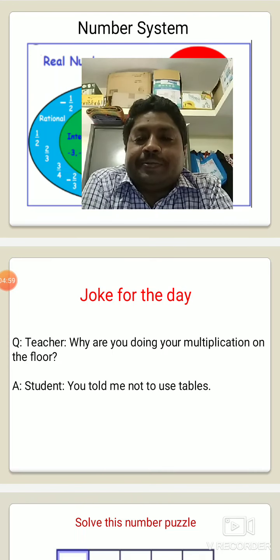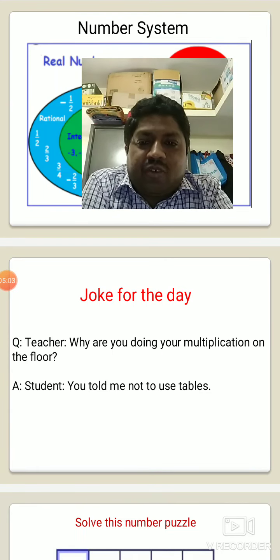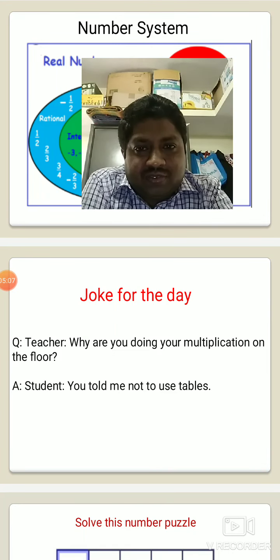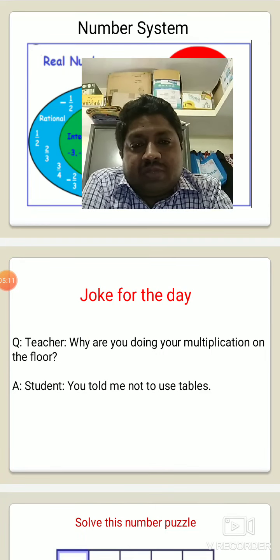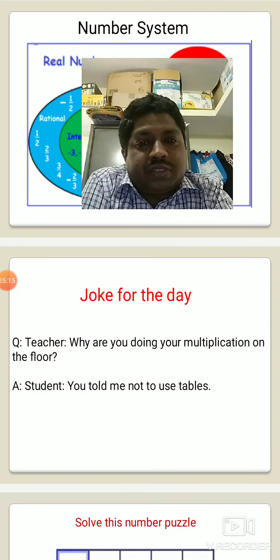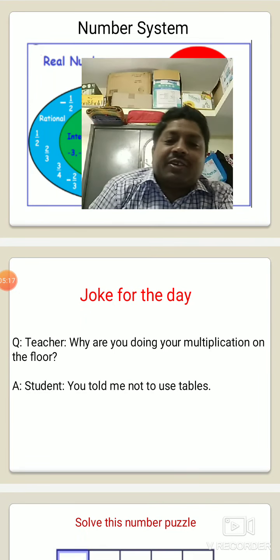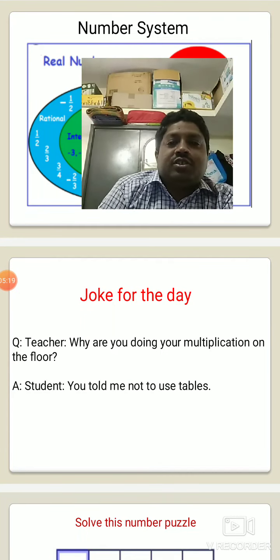Let us start with the joke for the day. Question: teacher asks the student, why are you doing the multiplication on the floor? Student replied, you told me not to use tables. Isn't it? Okay, so that is a joke.